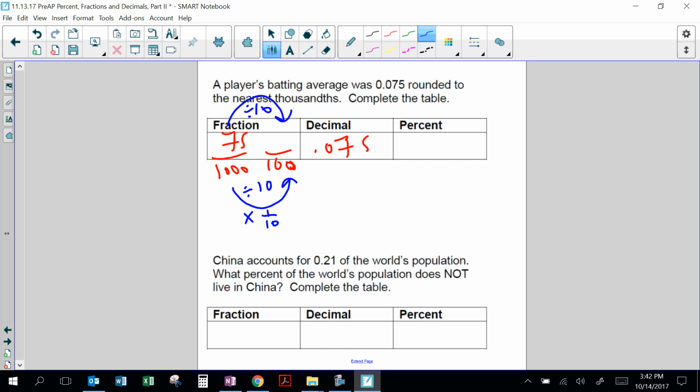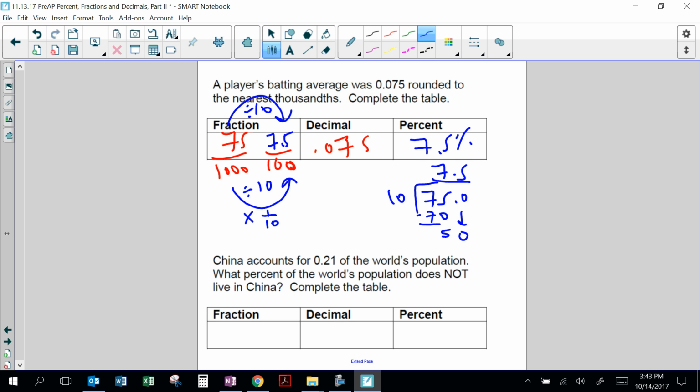So what is 75 divided by 10? It goes in 7 groups. 5 is a remainder. Annex the decimal 0. So it's 7.5 hundredths. And so a percent is anything per 100. So the percent is 7.5%.